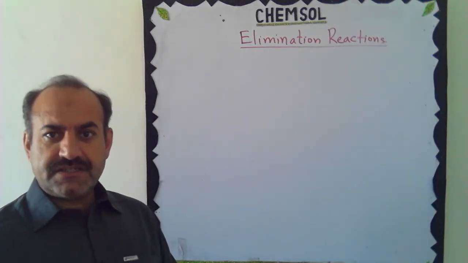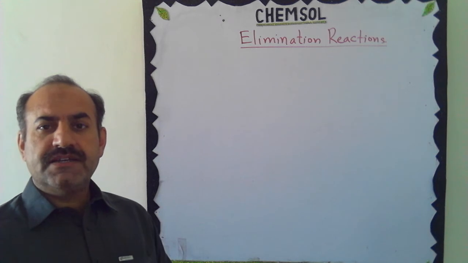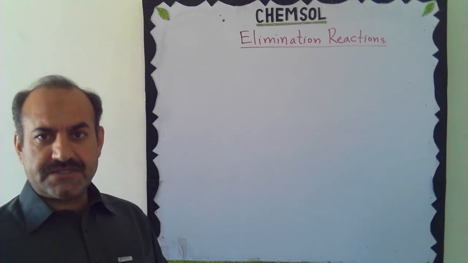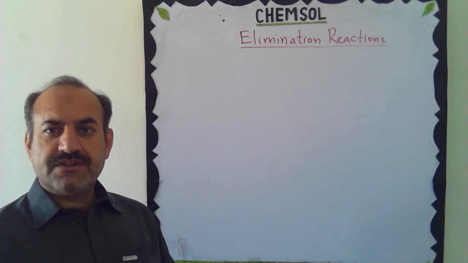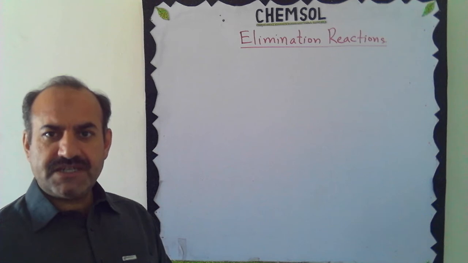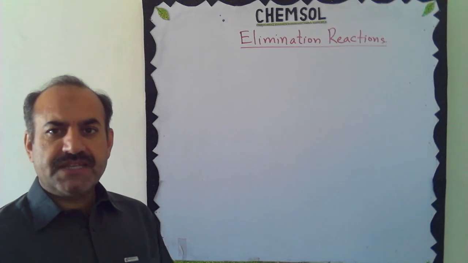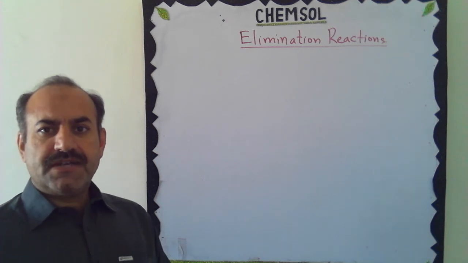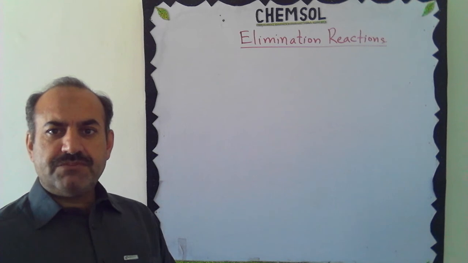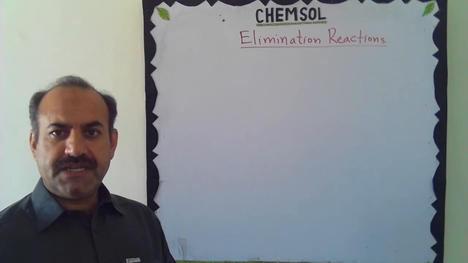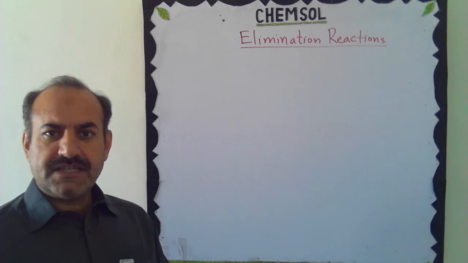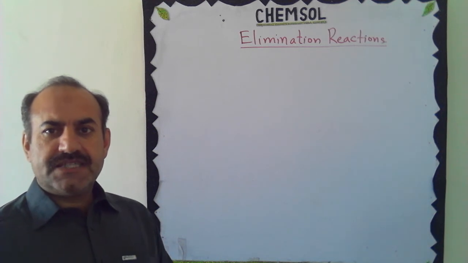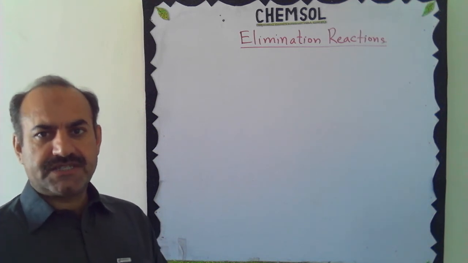These are the reactions in which two groups are eliminated from adjacent carbons. And what is meant by adjacent carbon? Those carbons like carbon number 1 and 2, carbon number 2 and 3, carbon number 3 and 4, carbon number 5, 6. These are called adjacent carbon atoms. And if we eliminate two groups, one group from one carbon and the other group from the second carbon, then this process is called an elimination reaction.